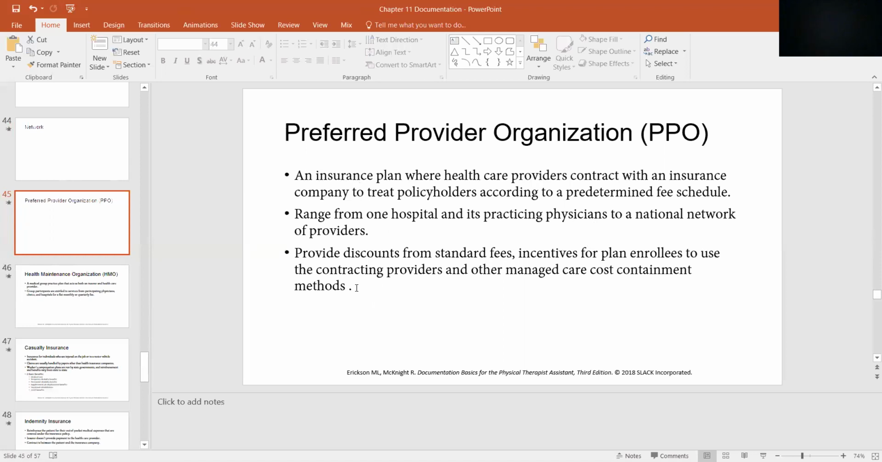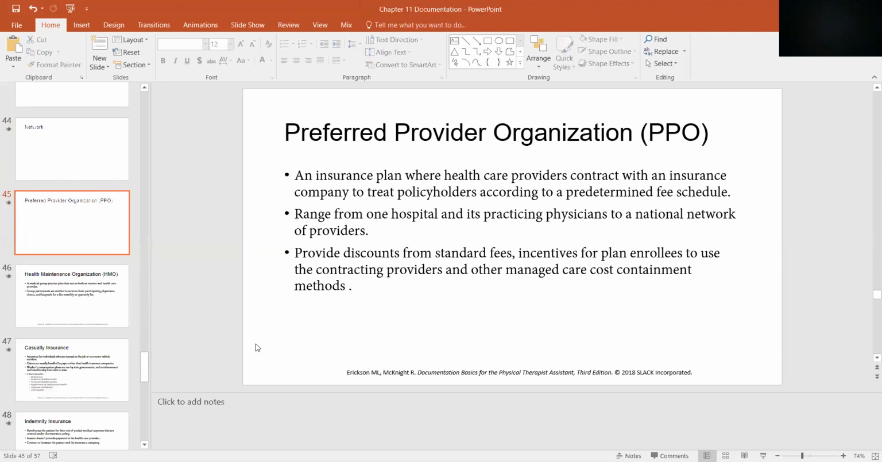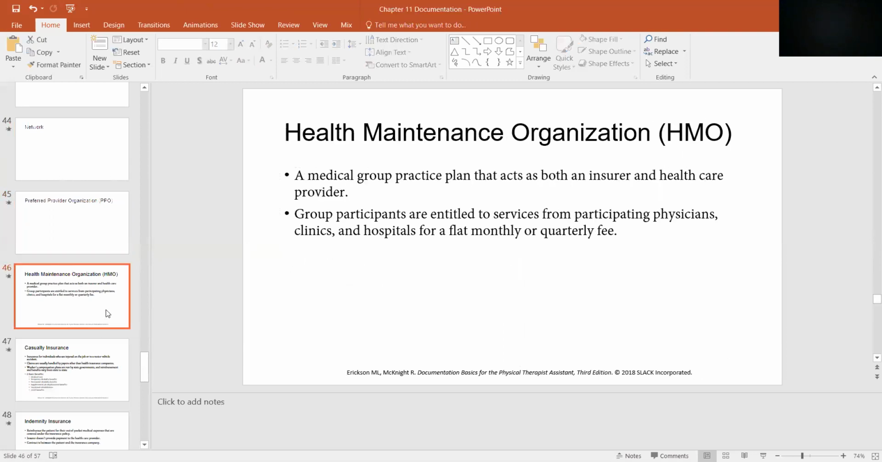It provides discounts from standard fees, incentives for plan enrollees to use contracting providers, and other managed care cost containment. So if they go outside of the network, the patient could end up paying more. So your HMO is your health maintenance organization. It's a medical group practice plan that acts as both an insured and healthcare provider. The group participants are entitled to services from participating physicians, clinics, and hospitals for a flat monthly or quarterly fee.